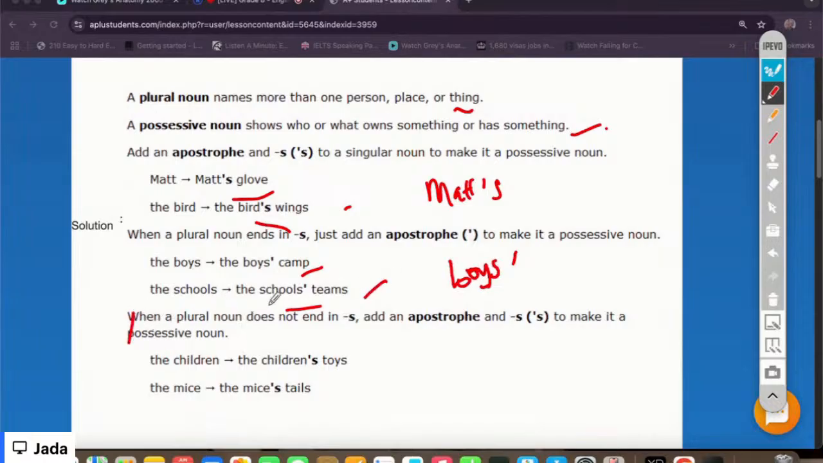And then when a plural noun does not end with s, you have to add apostrophe and s to make it a possessive noun. So we have some plurals that don't end with s. So that's what you do. Just like men's game. So men is already plural, but it doesn't end with s. So you put apostrophe and s. The children's toys and the mice's tails.